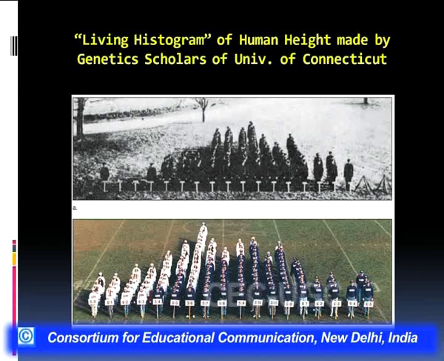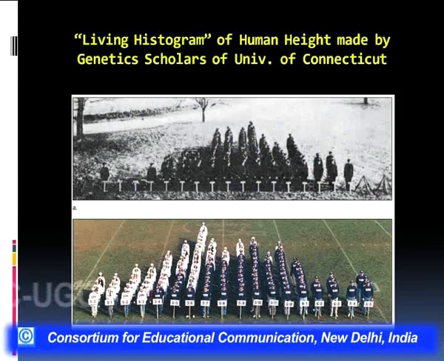A classical photograph which has been taken many years apart is called the living histogram. It was taken by the genetic scholars at the University of Connecticut in USA. The first photograph is taken in 1913 perhaps, and it shows a large gradation of different types of individuals. Their maximum height at that time was 5 feet and 9 inches. And in 2010, a similar photograph was taken by the modern faculty, and here the maximum height seems to be 6 feet and 6 inches.